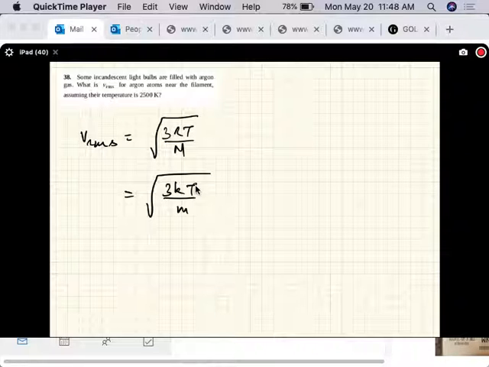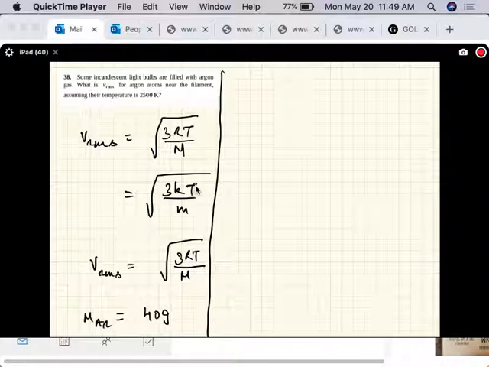All right, so VRMS, I'll write it again, the square root of 3RT divided by M. And M for argon, Ar, if you look up the tables, is 40 grams. So 1 mole of argon gas weighs 40 grams. Everybody see that? It's that red number, 40 grams.